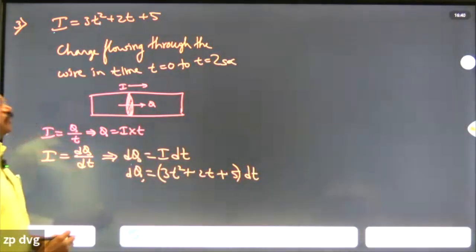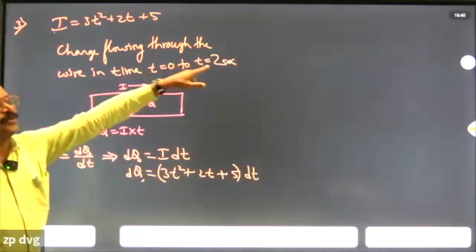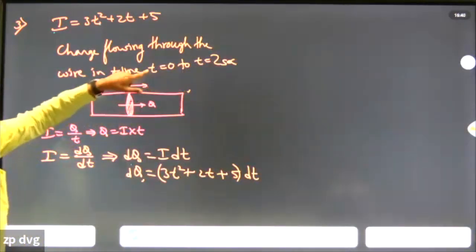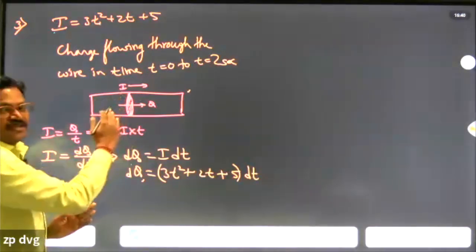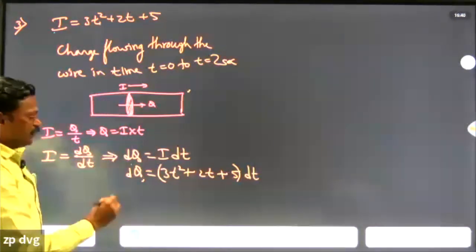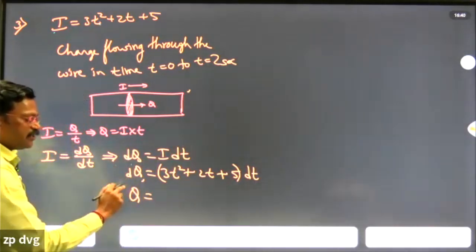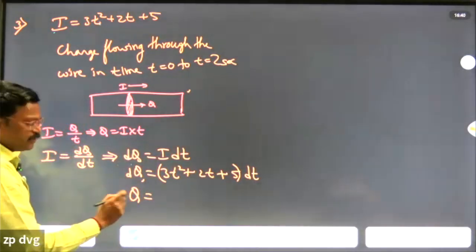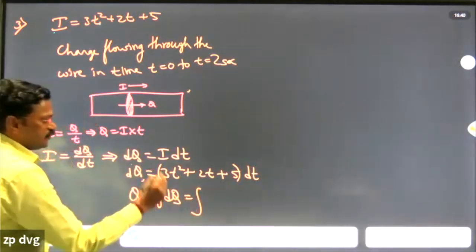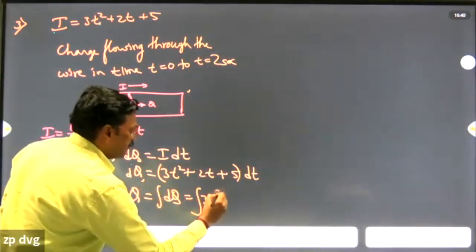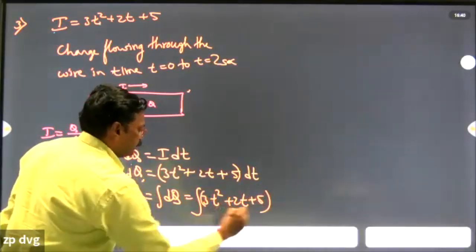But what we need to find is the total charge flowing from t equal to 0 to t equal to 2 seconds. That is, how much charge flows through this section from time 0 to 2 seconds, that's what we need to find out. So let's find out the value of charge q. See, integration of dq is equal to q. So q is equal to integration of dq, this is integration of 3t square plus 2t plus 5 dt.